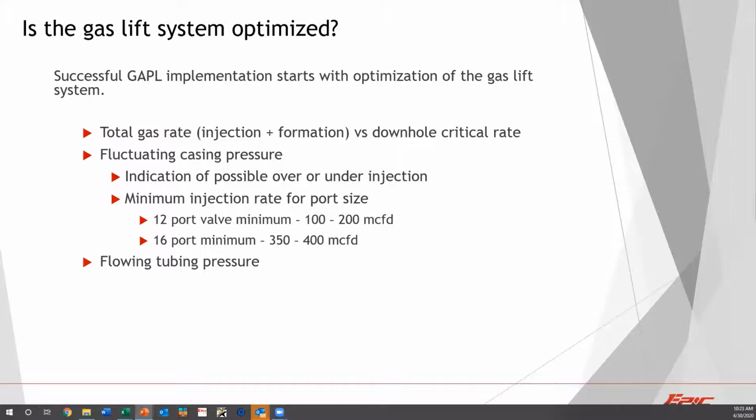The last thing is tubing pressure. Are our tubing pressures fluctuating? Is it possible to get our tubing pressure lower? We all know the lower the tubing pressure, the lower my critical rate requirement is going to be, so the less gas that I'm going to probably have to inject into my system to make this system work properly.